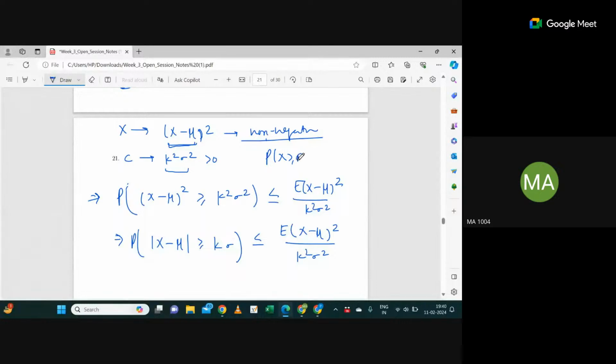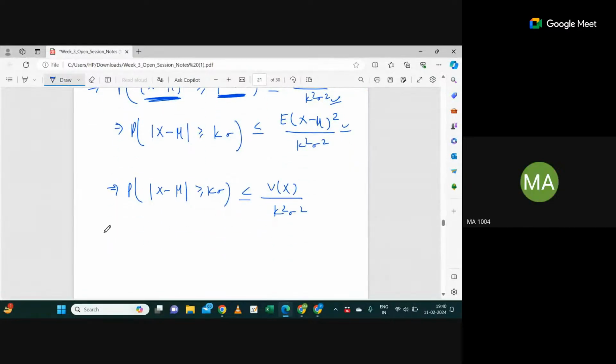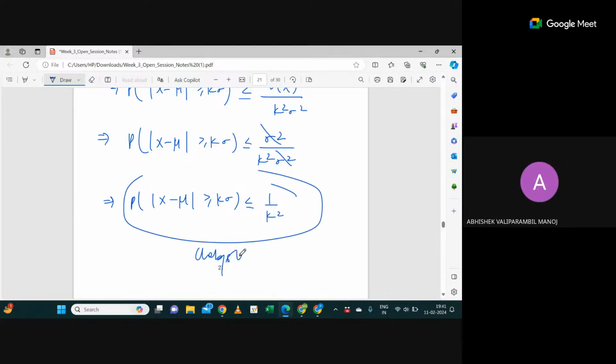This is the Markov inequality: mu is the expectation of x. So instead of x, I have x minus mu whole square, and instead of c, I have k square sigma square. So the probability that modulus of x minus mu is greater or equal to k sigma is less or equal to the expectation of x minus mu whole square, which is nothing but the variance of x, divided by k square sigma square. Sigma square gets cancelled out, so the probability is less or equal to 1 by k square, which is the Chebyshev inequality.